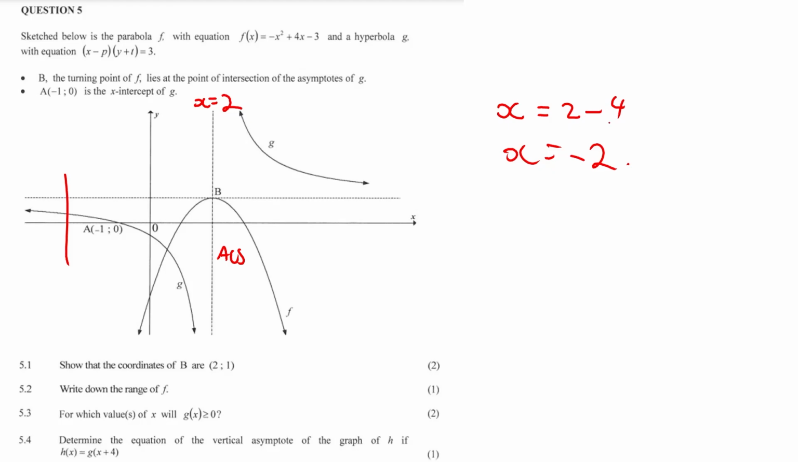So x equals 2 minus 4. X is equal to 2. I made the same mistake again. X is equal to -2 is the final answer. 2 minus 4 is equal to -2. Sorry about that. But yeah, that is it. That is the entire question.